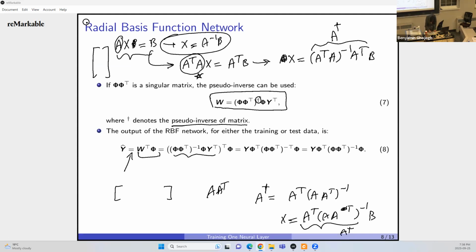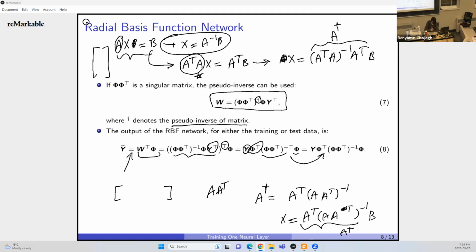If I do that, then I can apply transpose on the elements. Therefore, Y transpose becomes Y, phi transpose, then phi transpose inverse transpose, right? Inverse transpose, and then phi. Now, what happens from this step to this step? Can you tell me?